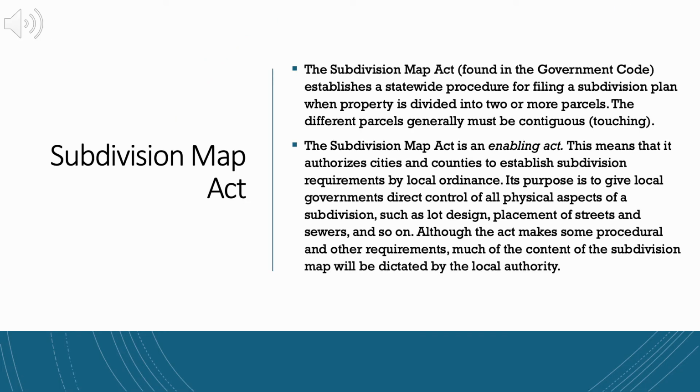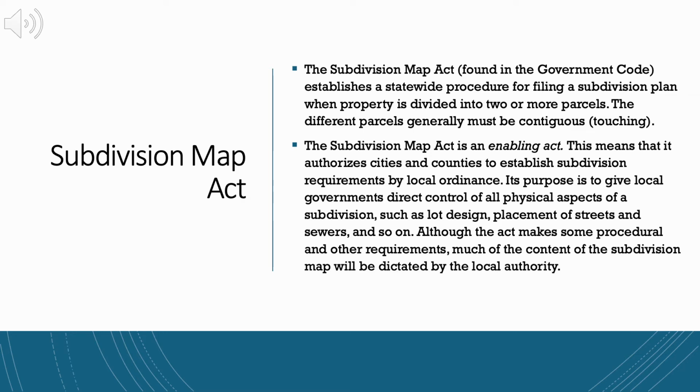Subdivision Map Act. The Subdivision Map Act, found in the Government Code, establishes a statewide procedure for filing a subdivision plan when property is divided into 2 or more parcels. The different parcels generally must be contiguous, touching. The Subdivision Map Act is an enabling act. This means that it authorizes cities and counties to establish subdivision requirements by local ordinance.